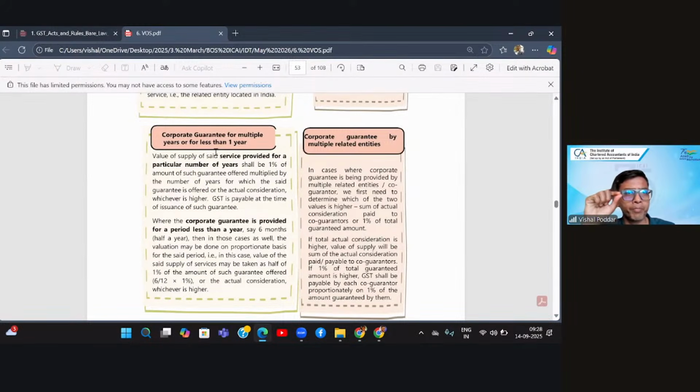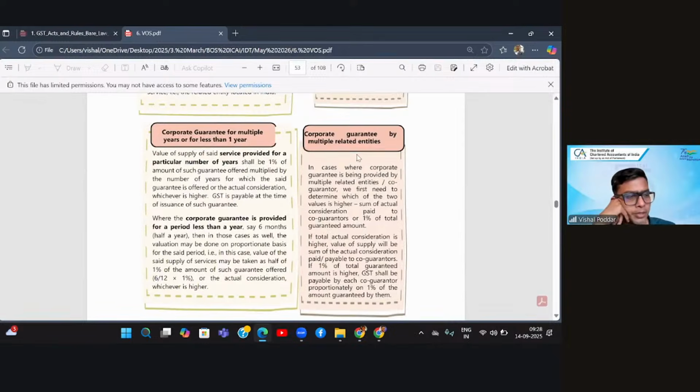So this is simple. This 1% is the value per annum. If the guarantee is for multiple years given at one time, 1% will be multiplied by the number of years. If the guarantee is for part of the year, as I said, I take a loan today, so from today the balance period, the balance months or days, would be counted and proportionate value will be taken. Next, corporate guarantee by multiple related parties.